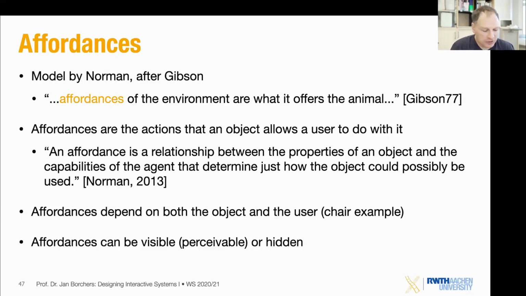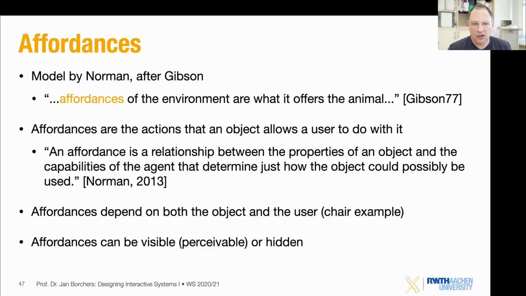To quote Norman's book in the revised edition: an affordance is a relationship between the properties of an object and the capabilities of the agent, in our case usually a human, that determine just how the object could possibly be used. So a couple of important things here. First of all, an affordance depends on both the object and the user. Norman has a nice example in his book.